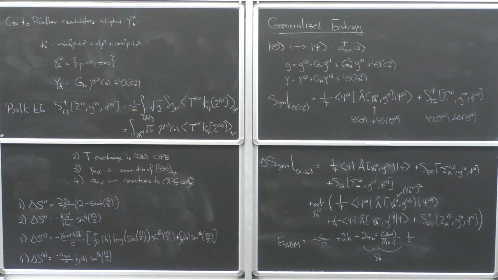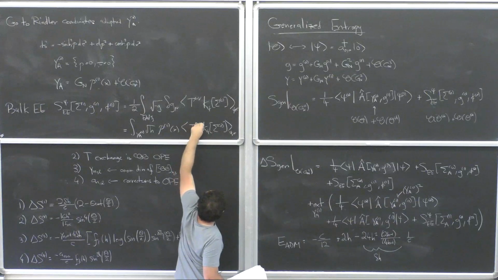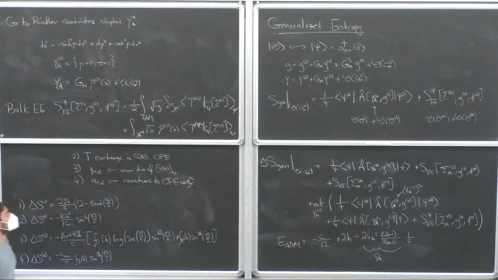What happened to the indices? I guess there's a normal vector on the surface. Oh, sorry. Yeah, thank you. This should be rho. Thank you. Yeah, exactly. It's the normal to the surface, so it's rho.